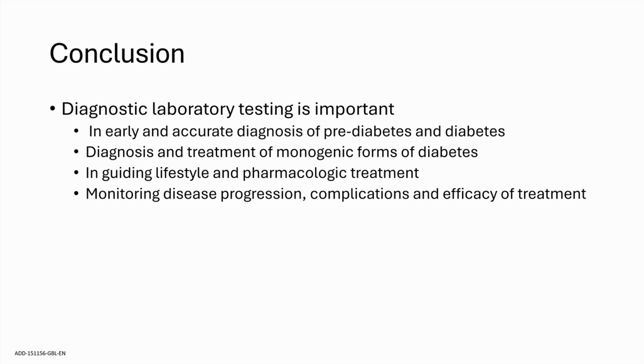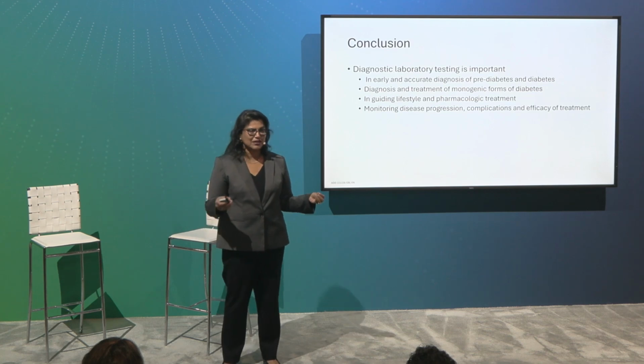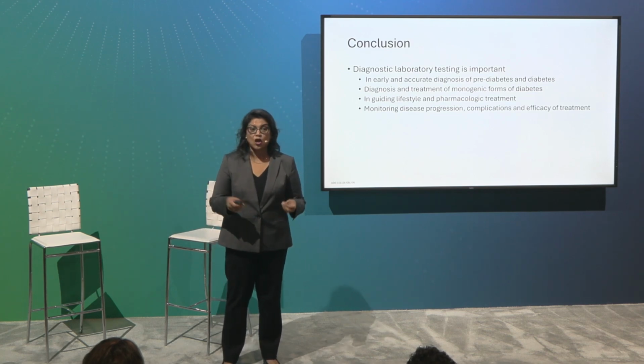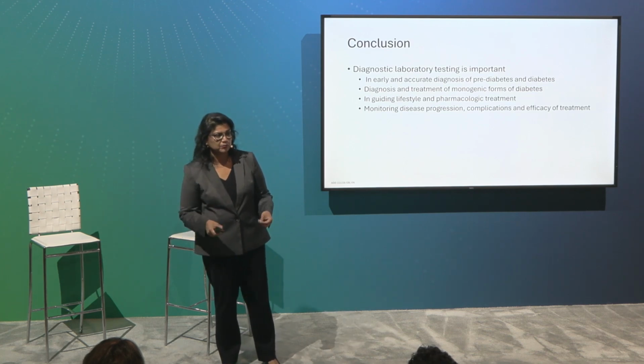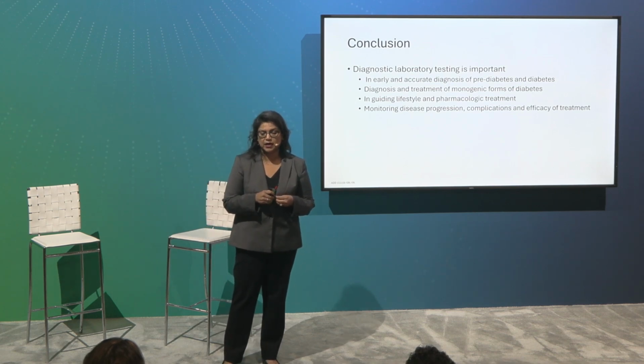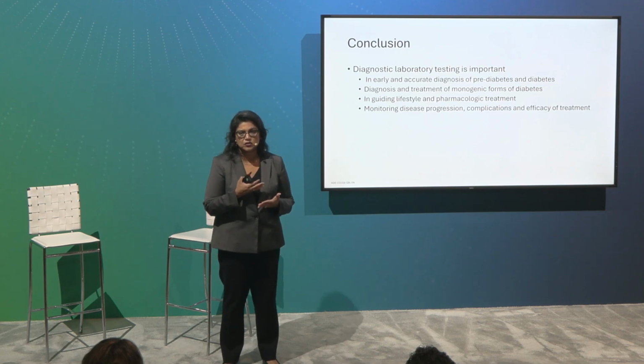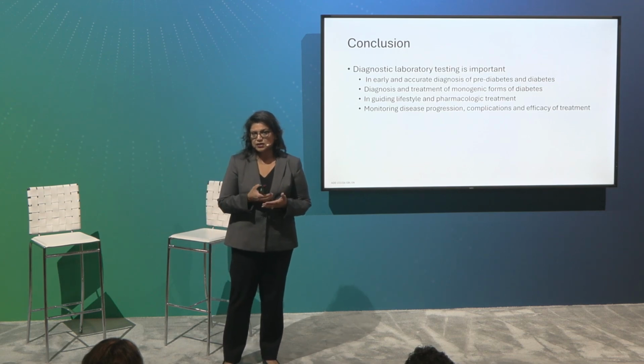I can't say it enough, we really need to do a better job in creating community-based screening programs to be able to find the 23% of the population that have not been diagnosed with diabetes. We need to find our people who have prediabetes because we can really make a difference and impact on their outcomes. And we need to do a better job of monitoring disease progression, complications, and efficacy of treatment.